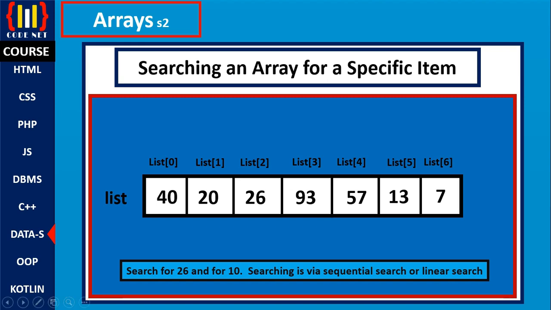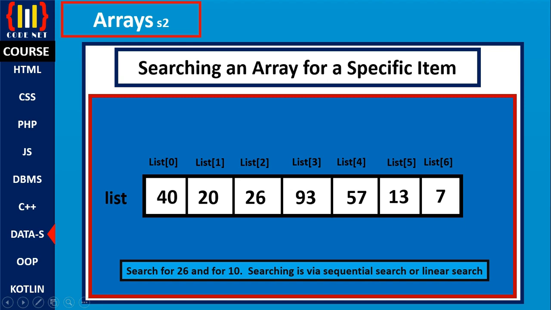So you can tell that we have an array here which is called list, and you can also see that this array contains 1, 2, 3, 4, 5, 6, 7 elements inside it. Based on our previous understanding, to know the last index of this array, it's the actual size, which is 7, minus 1, which is 6, because the index of an array will always start from 0. So we have 40 at position 0, then 20 at position 1, 26 at position 2, 93 at position 3, 57 at position 4, 13 at position 5, and 7 at position 6.